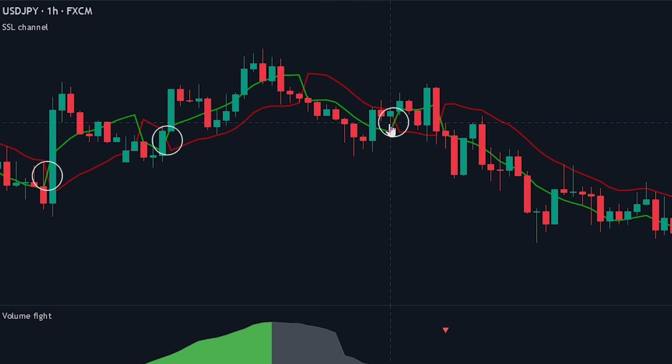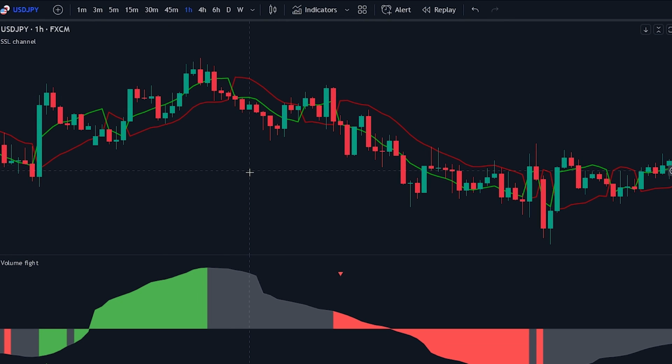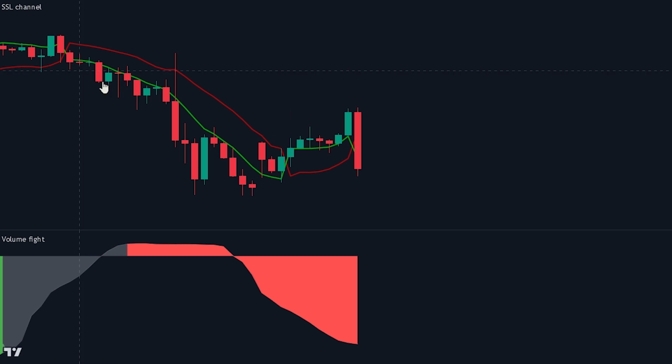On the other hand, a sell signal is given whenever the green line crosses below the red line. Now that we know how all of the indicators can be read, let's take a look at how we can combine the indicators. As you can see here, the price is moving in the downward direction. Along with this, we can see that the SSL channel indicator gave a sell signal due to the red line crossing above the green line.